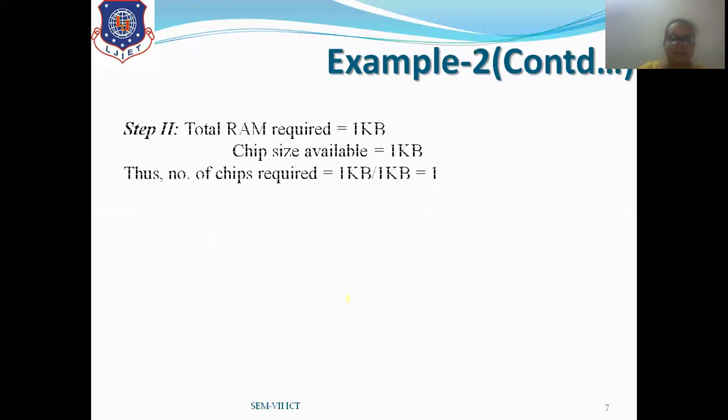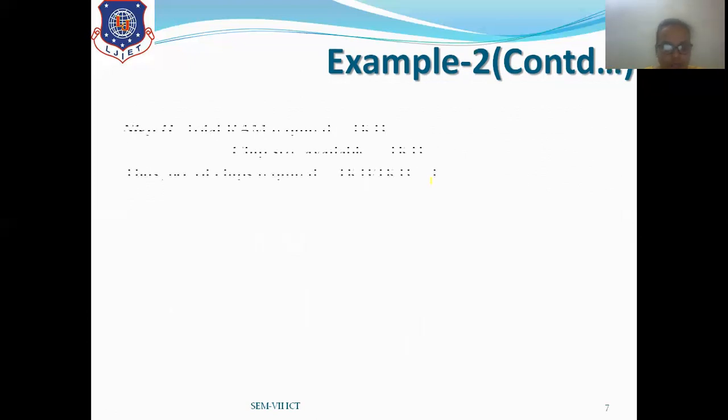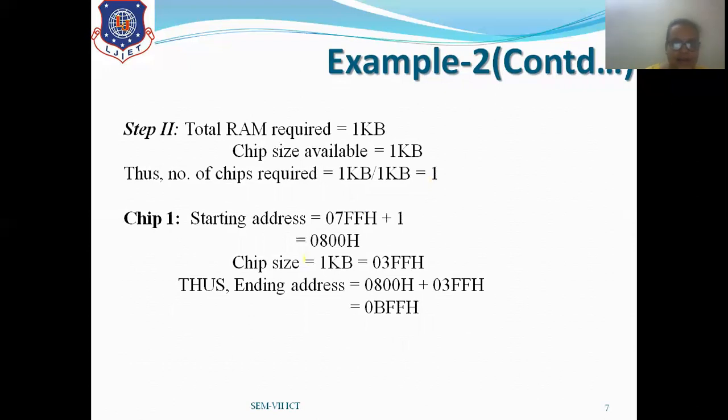Now, step 2 for RAM. Total RAM required is equal to 1 KB. Chip size available is equal to 1 KB. So the number of chips required will be equal to 1. Now, this RAM is followed by the ROM, right? So again, what is the ending address of the ROM? That is 07FF. If we add 1 to this, it will be 0800. So the starting address will be 0800.